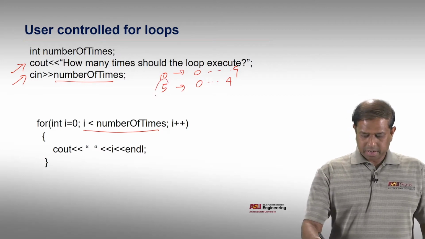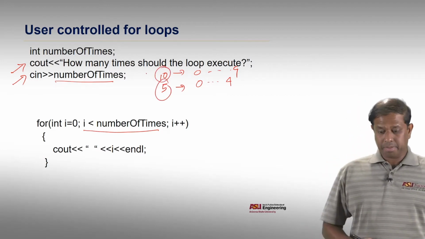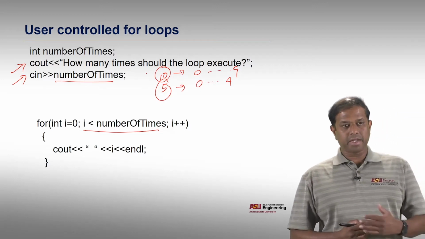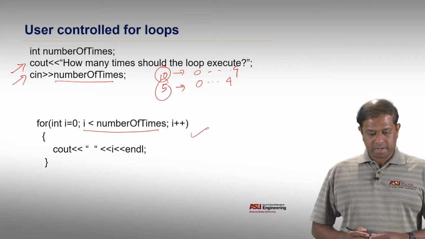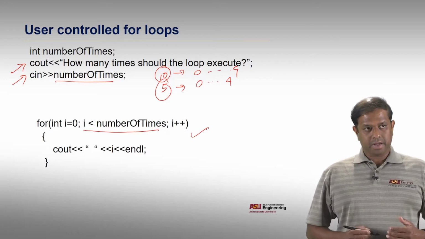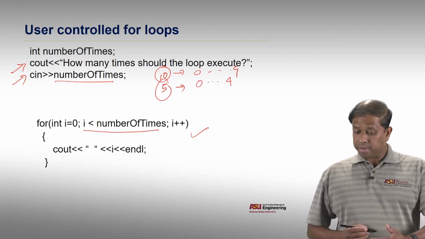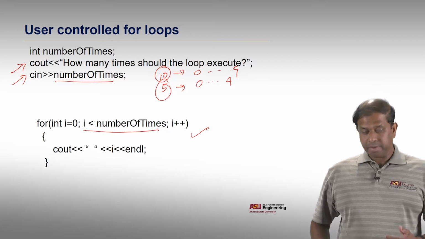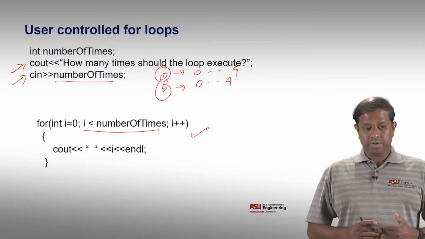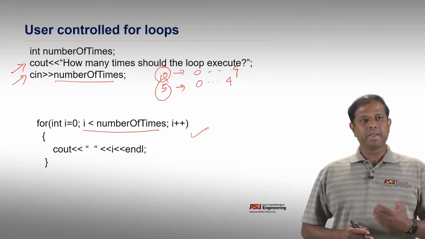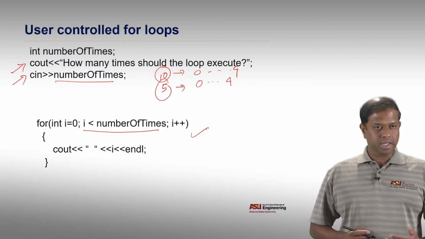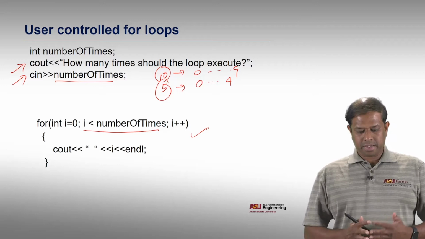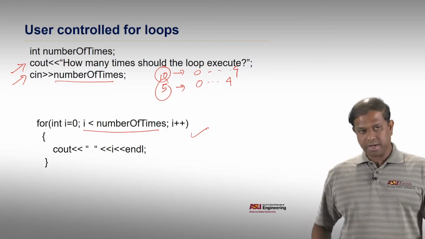So how many times we will be repeating is determined by the user input. That makes for loops very flexible structures, where the number of times that we need to repeat doesn't need to be a fixed value that we should know before we write the program, but can be a dynamic value that is taken from the keyboard or determined during the computation or something of that nature.